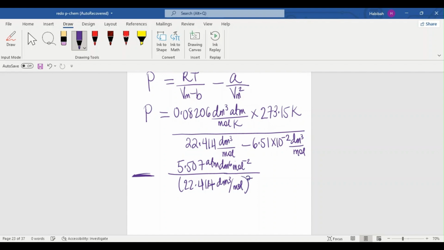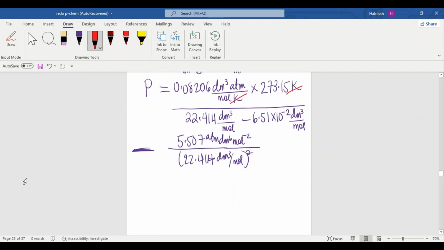So this is basically what we have. Let me start canceling whatever I can cancel. I can cancel out the Kelvin here. Since we have successfully substituted everything, we can go on to math. So pressure equals the numerator, 0.08206 times 273.15, which would give us 22.41469 dm cubed atmosphere per mole.